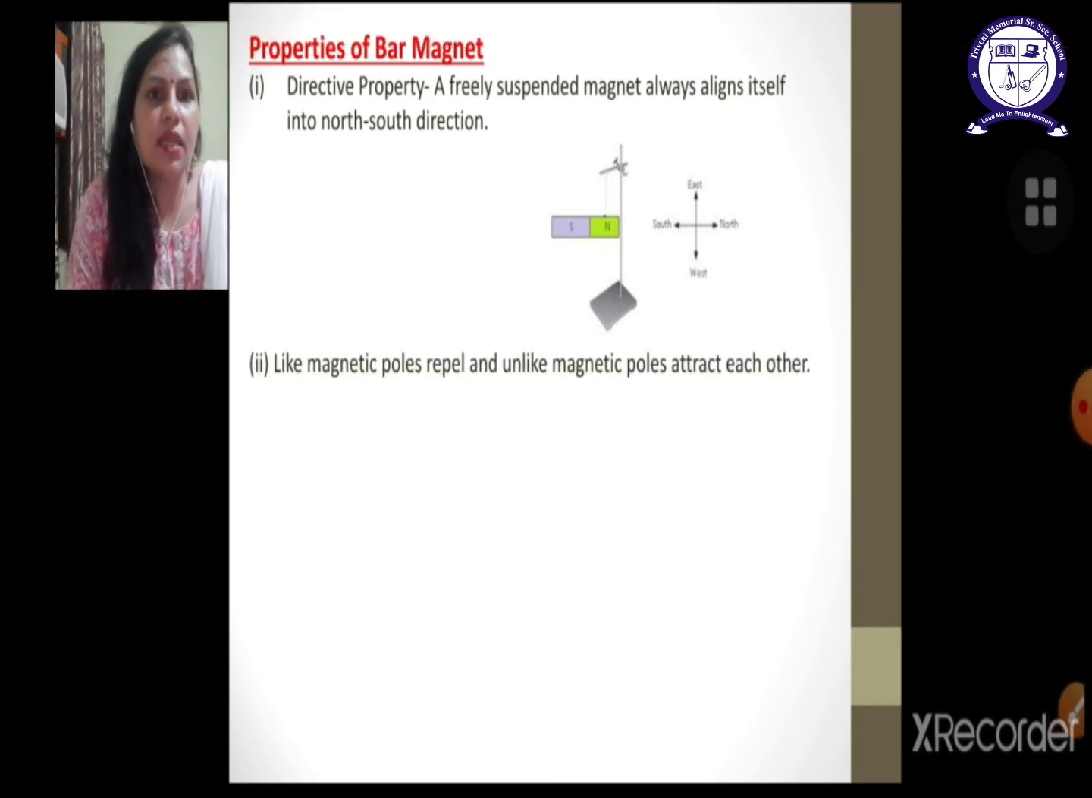Now in the next part, the second property is that like magnetic poles repel each other and unlike magnetic poles attract each other.